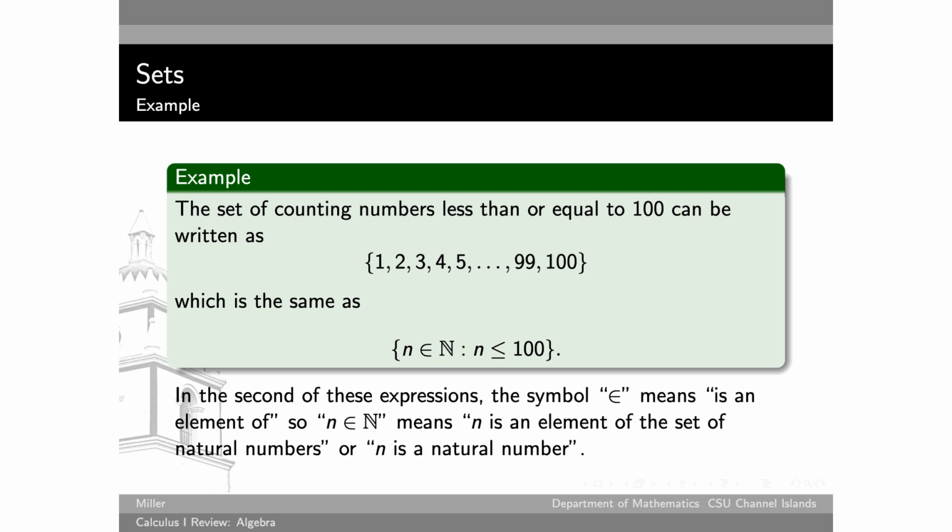In the second of these expressions, this ∈ symbol means "is an element of." So n ∈ ℕ means "n is an element of the set of natural numbers," or "n is a natural number."